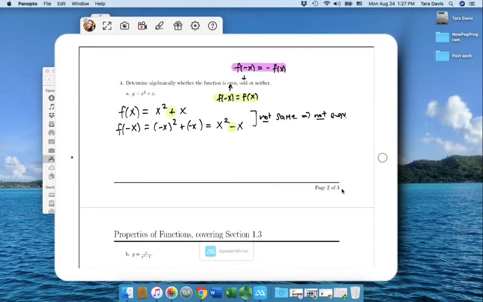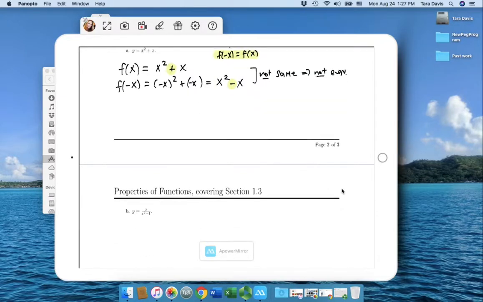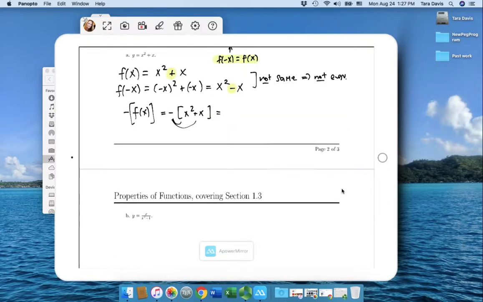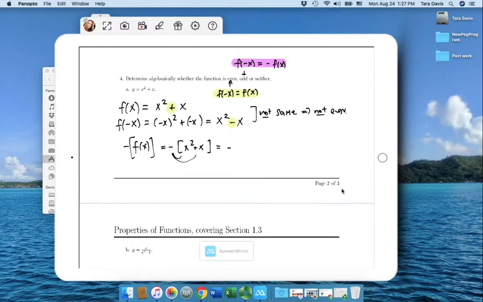So we need to compute f of negative x, which we actually already computed, and we need to compute negative f of x. So negative f of x, if you want, you can put a parenthesis like this. That means the negative of the entire y. So this is the negative of the entire x squared plus x. So this negative needs to be properly distributed so that this quantity will simplify to negative x squared minus x. Okay? Compare this to what's directly above it.